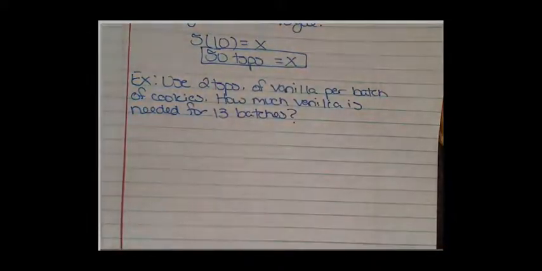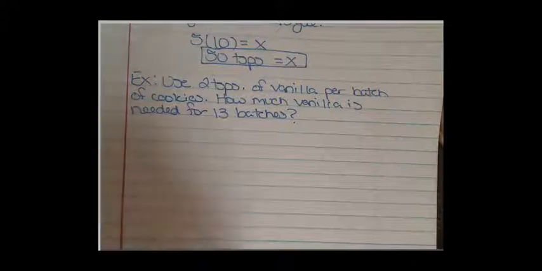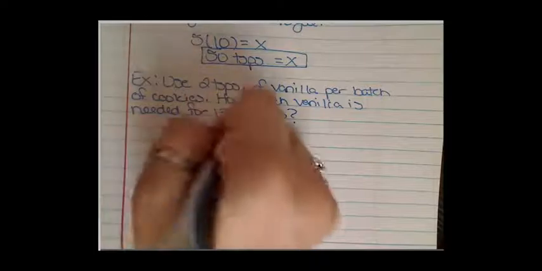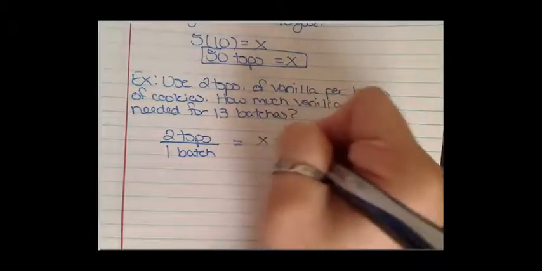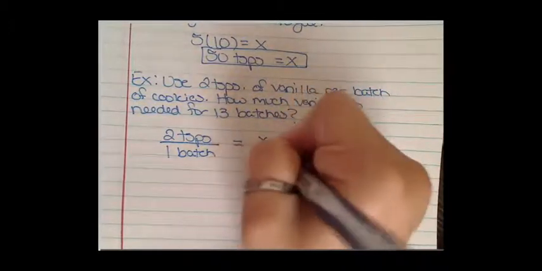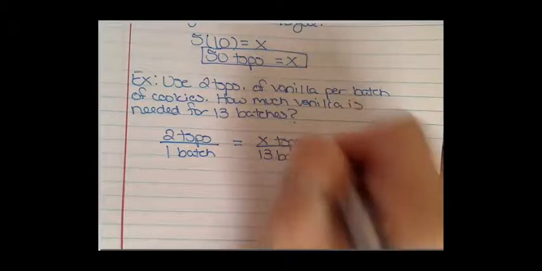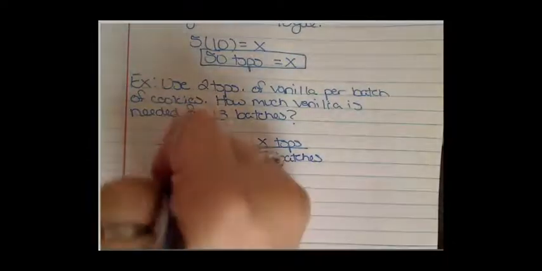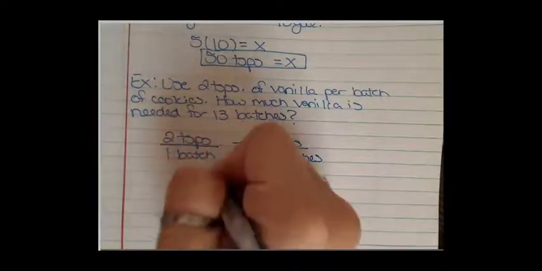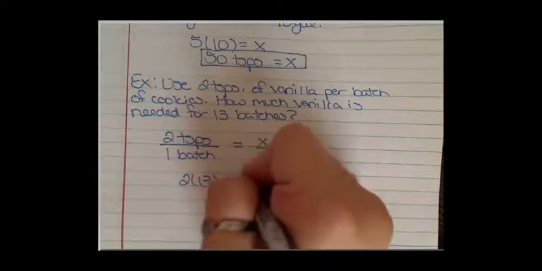Okay, again, we know we're going to use 2 teaspoons in 1 batch. So we're going to put 2 teaspoons over 1 batch. But we don't know how many teaspoons we're going to use in 13 batches. So we put an x there instead. And then we're going to cross multiply. So we're going to have 2 times 13 equals the 1 times our x, which will give us 26 teaspoons of vanilla for 13 batches of cookies.